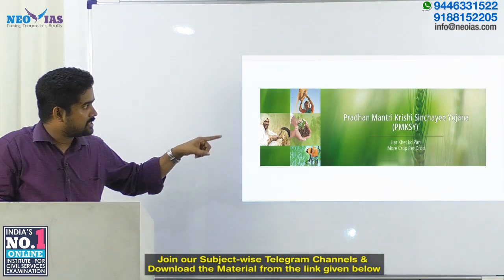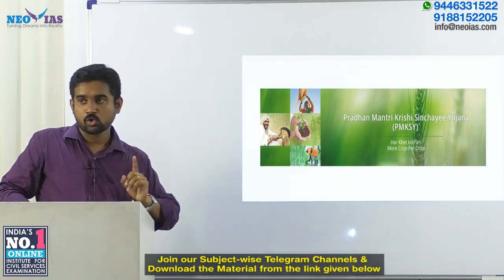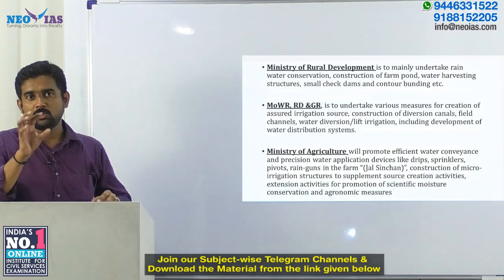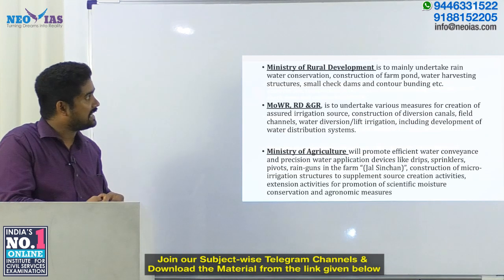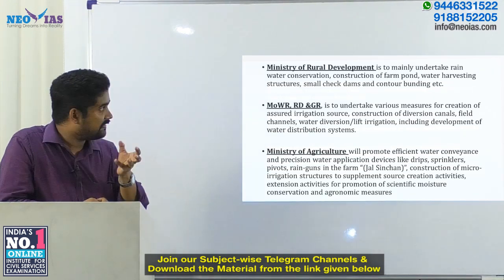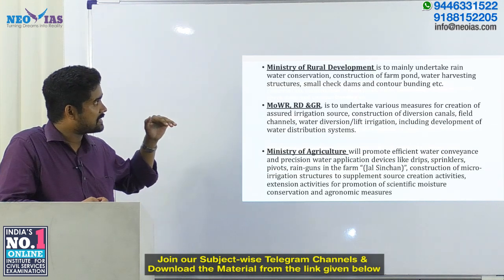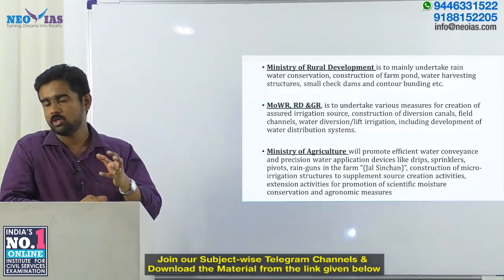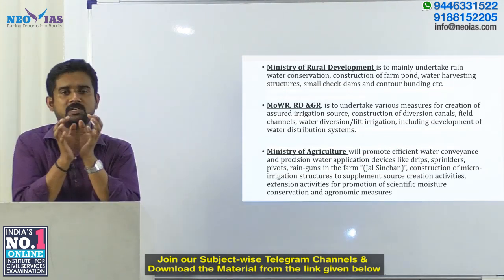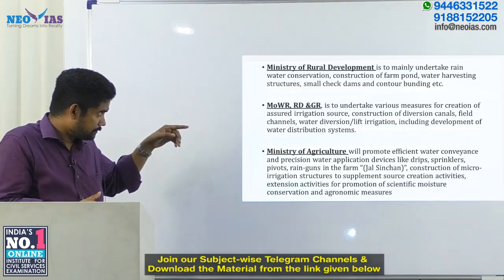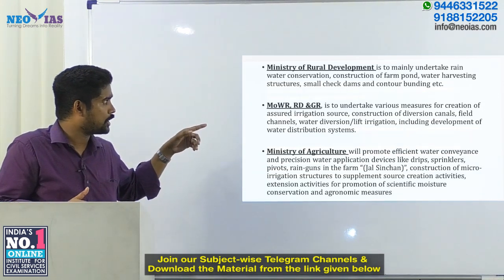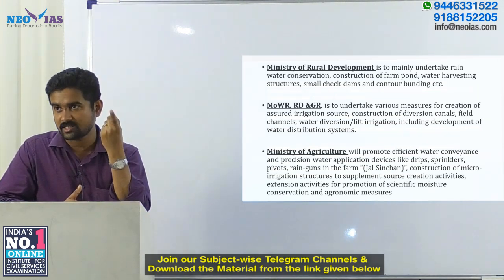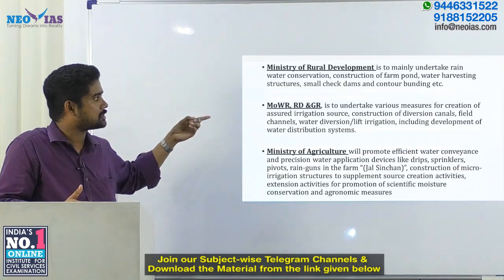Now, Har Khet Ko Pani and more crop per drop are related to its tagline. How the ministries are going to play a role: the Ministry of Rural Development is going to play a pivotal role in undertaking aspects like rainwater conservation, construction of farm ponds, water harvesting structures, etc. Whereas the Ministry of Water Resources is going to ensure that there is an assured irrigation source. The irrigation source part is something which the Ministry of Water Resources has to take care of.